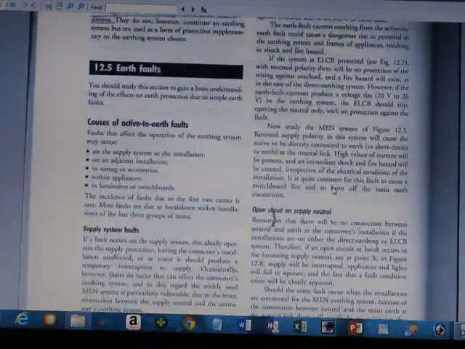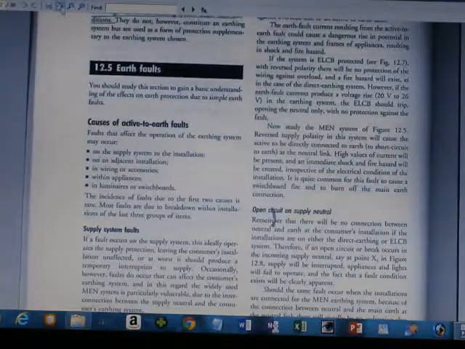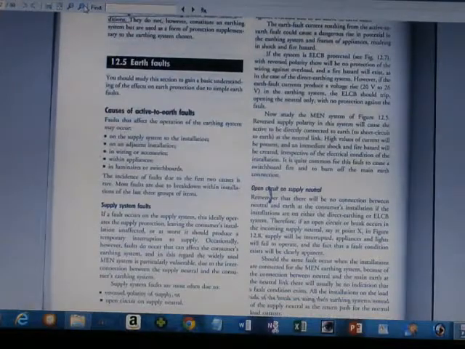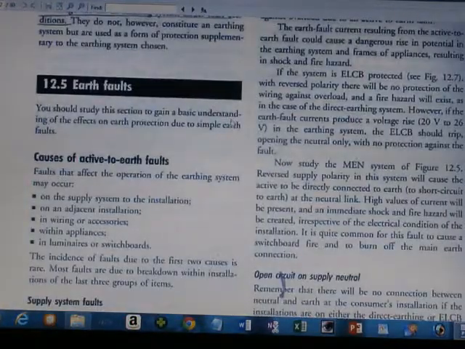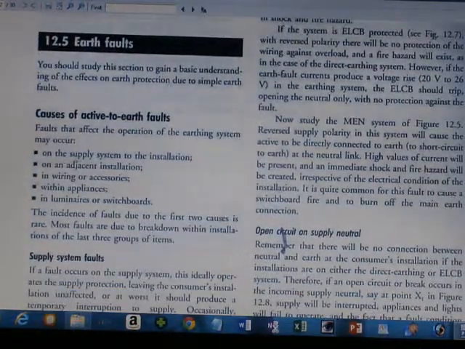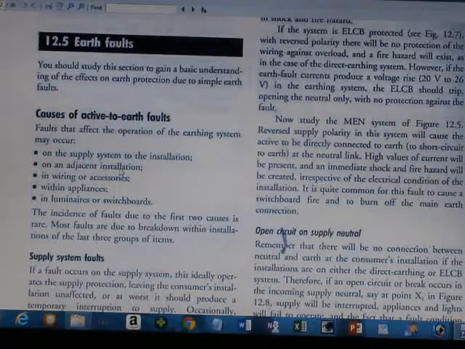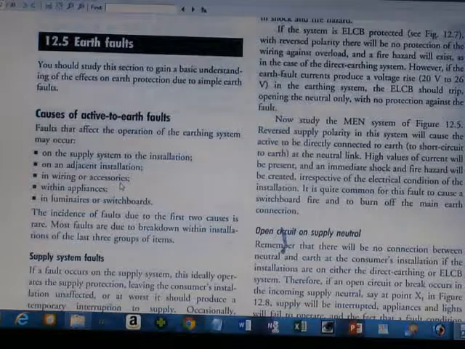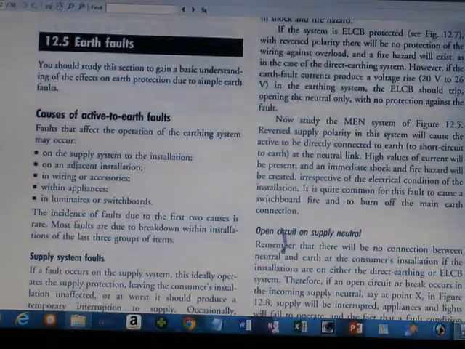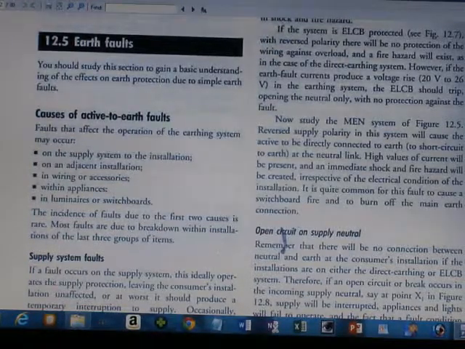And also then we also have RCD, which can happen in the power system. So electrical RCD is on the supply system to the installation. RCD can happen on the adjacent installation, in the wiring accessories, within the appliance and the luminaires of the switchboard, where the RCD can happen.